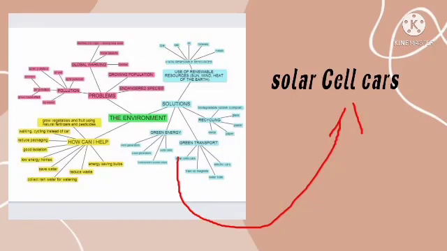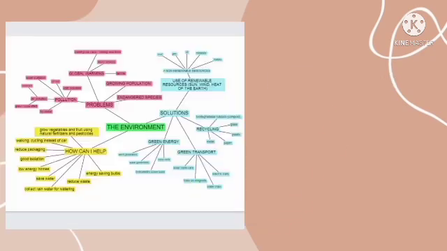Solar cars. A solar car, or solar power car, is a type of electric vehicle that uses solar energy as its energy source. Solar energy is captured by using solar cell panels, which are then used to drive an electric motor that functions to turn the wheels.